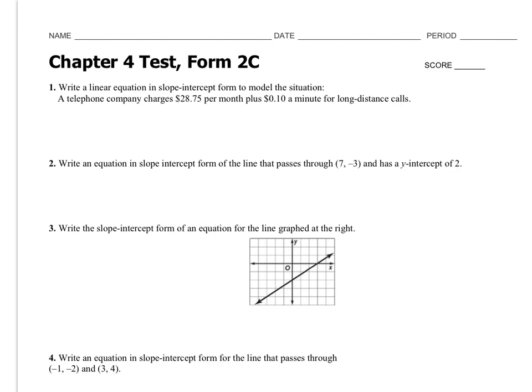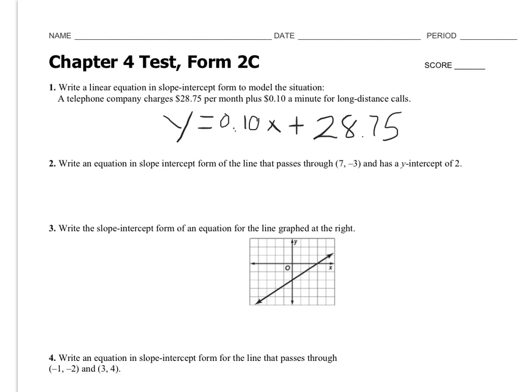If you wanted to figure out your monthly bill, your monthly bill is always going to start out with $28.75 plus your long distance calls. So y equals, just like that, so that's, let me put a 0 there, 0.10x.